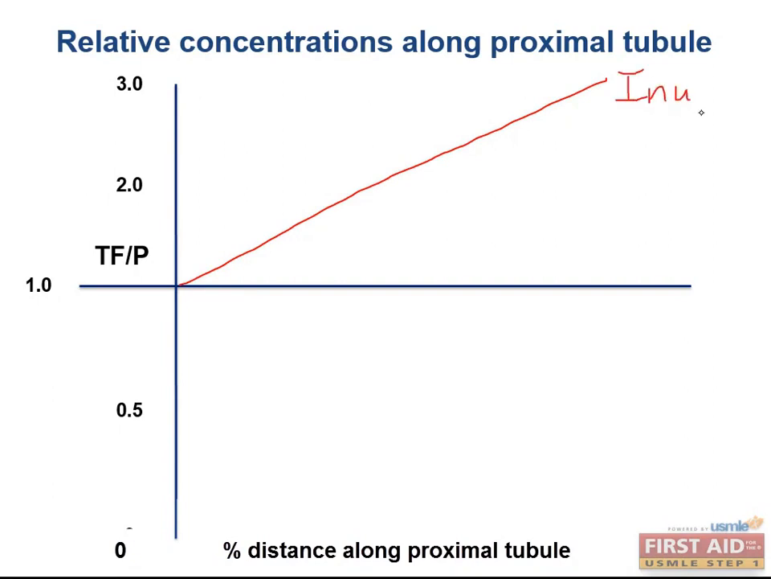And this is because it's freely filtered and it's neither secreted nor reabsorbed. So the concentration is increasing along the proximal tubule because water is being reabsorbed. And the area below inulin on this graph is going to include all substances that have net reabsorption. And the area above inulin is going to include all substances that have net secretion.